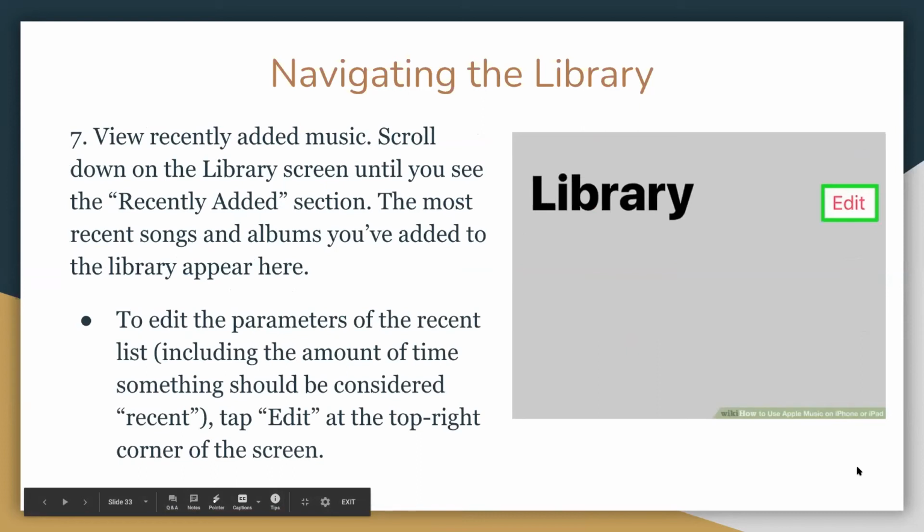Next, you can also view recently added music. You can do this by scrolling down on the library screen until you see the recently added section. The most recent songs and albums you've added to the library appear here. To edit the parameters of the recent list, including the amount of time something should be considered recent for, tap the edit at the top right corner of the screen. This allows you to choose how recent the things in your recent library are, as well as other filters for it.